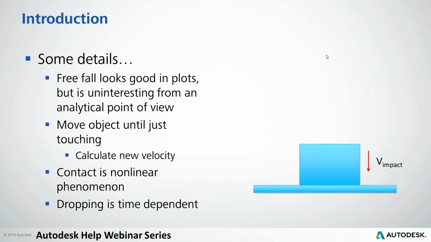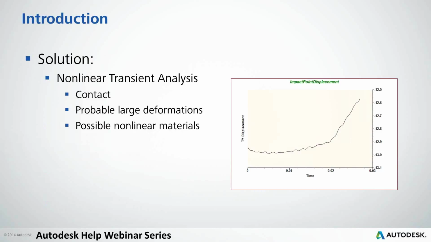The other thing to note is that I'm running this through time. So after it hits, I've got a time-dependent analysis. So drop testing is nonlinear, and it's time-dependent. Those are important things to consider. So the way it's actually done is with a nonlinear transient analysis. The transient gives you the time dependence. The nonlinear gives you the ability to have contact.